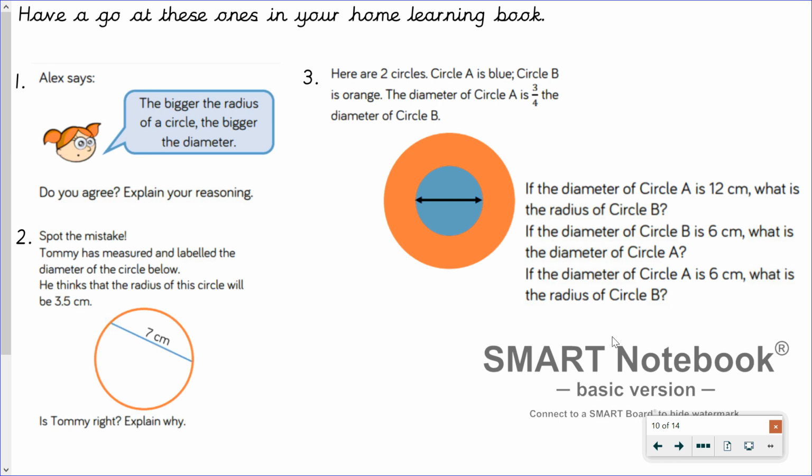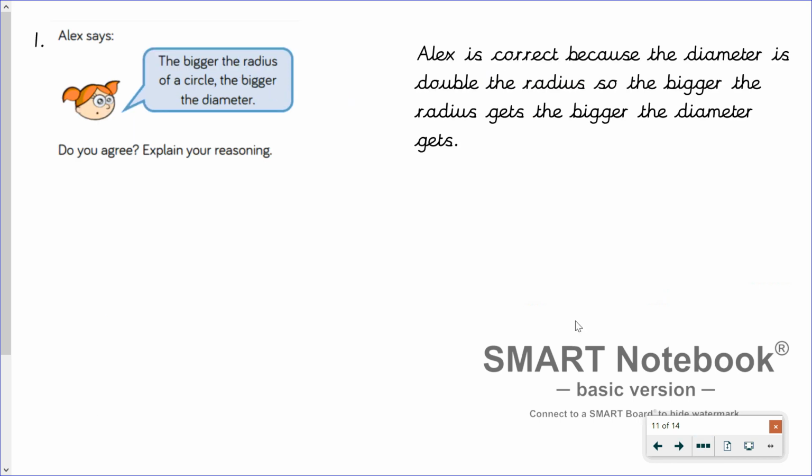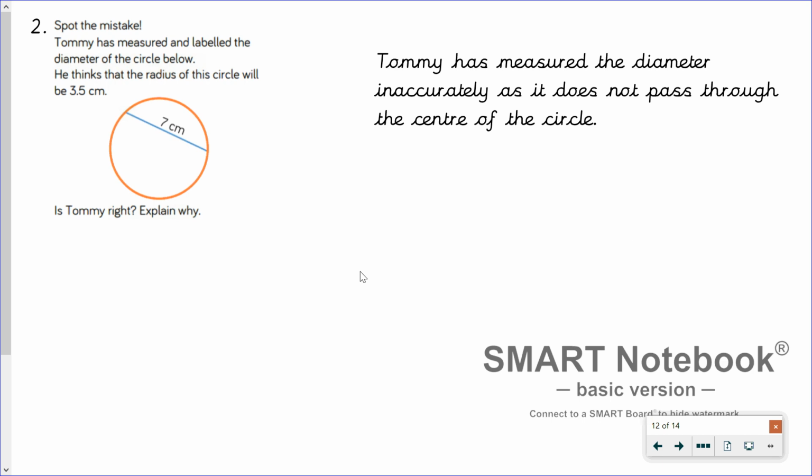All right, let's crack on with some answers. So first one, Alex says the bigger the radius of a circle, the bigger the diameter. Do we agree? So Alex is absolutely correct because the diameter is double the radius. So no matter how big the radius is, if the radius gets bigger, the diameter has to get bigger as well because it's double it. So the bigger the radius, the bigger the diameter, absolutely. Because if a radius of 5, the diameter is 10. Radius of 7, the diameter is 14. It absolutely follows.